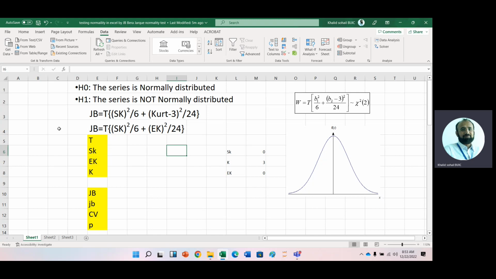For the normality test, basically the assumption, which is an assumption of the classical linear regression model, is that our residuals or series should be normally distributed. So it is our null hypothesis, and the alternate hypothesis is that the series is not normally distributed. So in all diagnostic tests, usually we want to accept our null hypothesis. Now let's start and see how we can use this Jarque-Bera test in Excel.